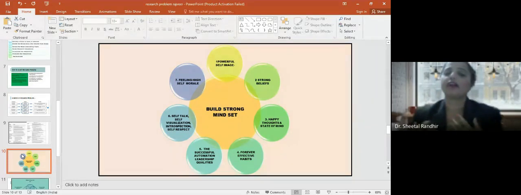Then always have self-talk, always have visualization, always have introspection, self-respect. Please do give self-respect. Please give respect to your study. Please feel importance for your study. Then only you can prove that your study is important. And please always have a feeling of high moral.